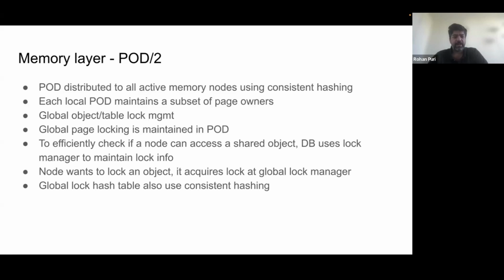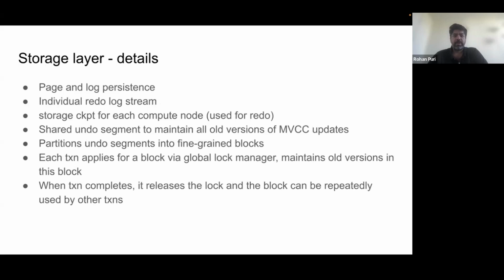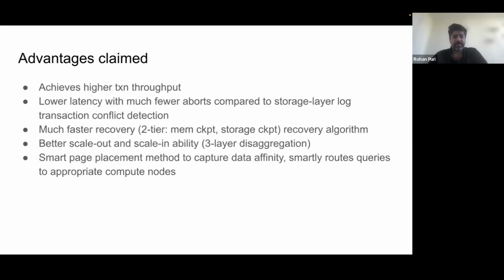So, the storage layer. Page and log persistence is there. We saw the individual log stream is also kept. Storage checkpoint is there. Shared undo segment is there, and that also maintains all versions of MVCC updates. The segments are partitioned into fine-grained blocks. When a transaction runs, it asks for a block via the global lock manager, which maintains older versions in this block. And when a transaction completes, it releases the lock, and blocks can be used by other transactions.